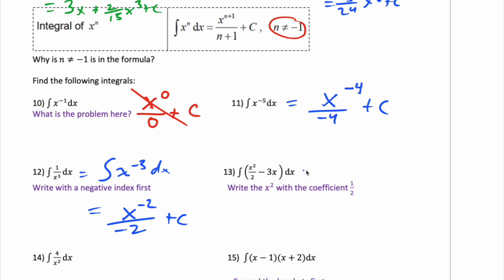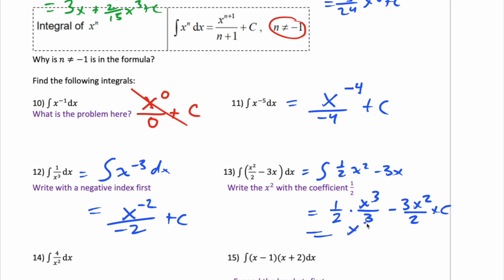Here, we did something like this before. You can write it as half x squared minus 3x. And then we can integrate, increase the exponent by 1 and divide by the new exponent. Increase the exponent by 1 and divide by the new exponent. So we have x cubed over 6 plus 3 over 2x squared plus c.